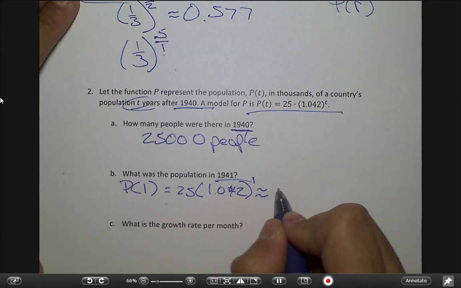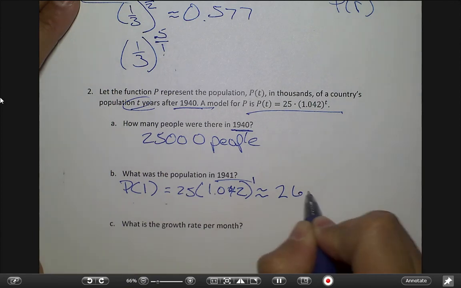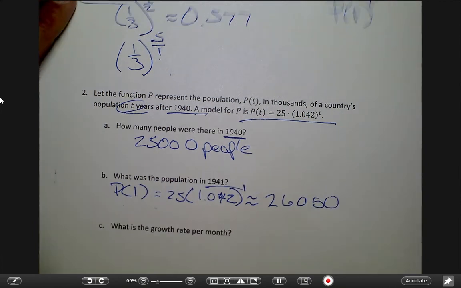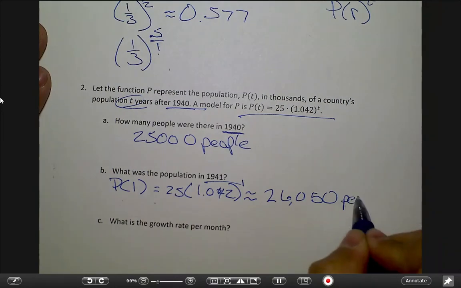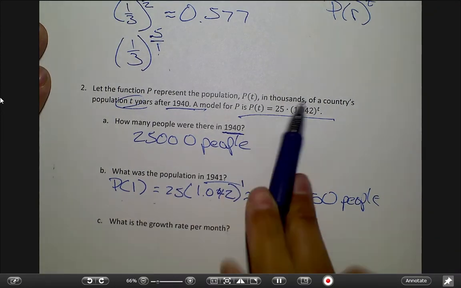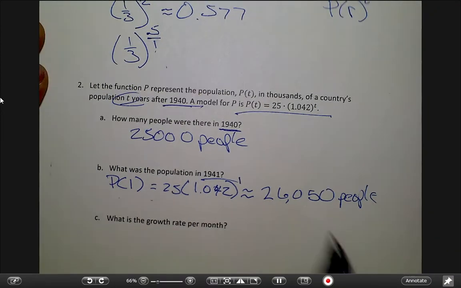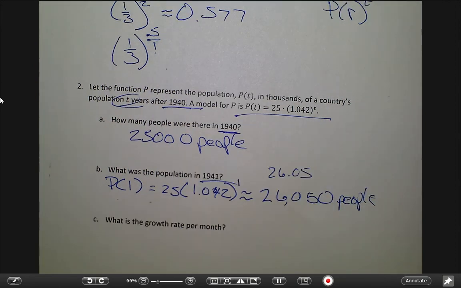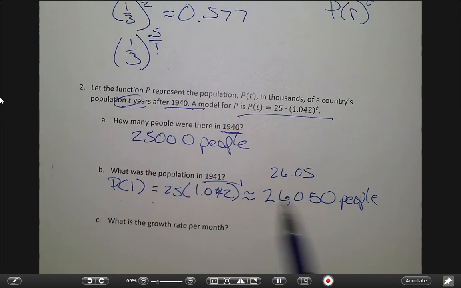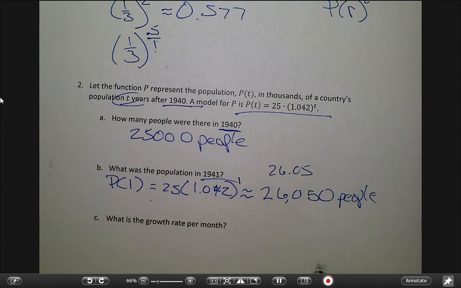26,500? 26,000 what? 50. No, 0, 5, 0. Like that, right? So it's 26,050 people. Because each one of these is in thousands. My answer should have been 26.05, right? Say yes. For those people that are actually doing the math, it should be 26.05, but this is in thousands. So I have to move the decimal over 3 places.